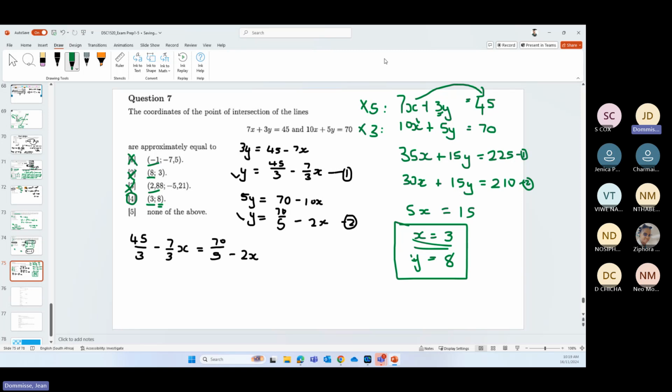So the 3 needs to go into the x. We can even test it in the second one. The 3 goes in there. It's 30. 70 minus 30 gives you 40. 40 divided by the 5 also will give you y is equal to 8. Okay, so this process for me is much simpler.